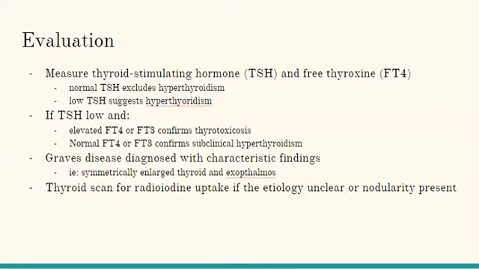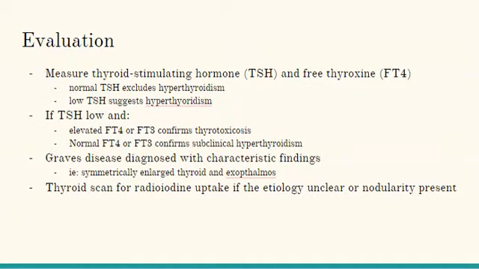Now, if their TSH is low and you were smart enough to get a free T4, it would confirm that the patient is in a state of thyrotoxicosis. If the TSH is low and their free T4 is elevated, that is thyrotoxicosis. If their TSH is low but their free T4 is normal, they can possibly have subclinical hyperthyroidism, which means they are on the way to hyperthyroidism, but they're not full-blown yet.